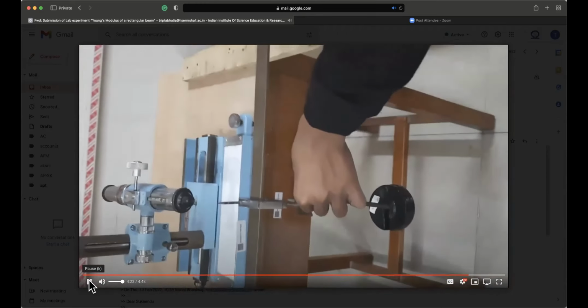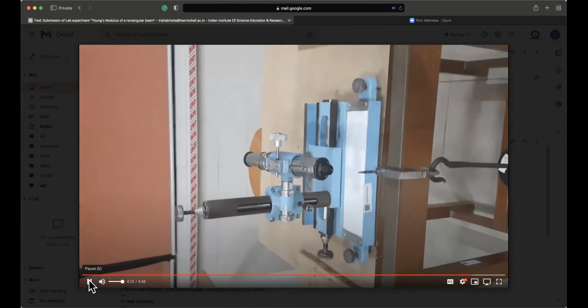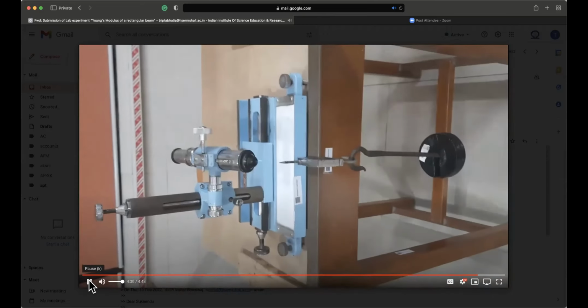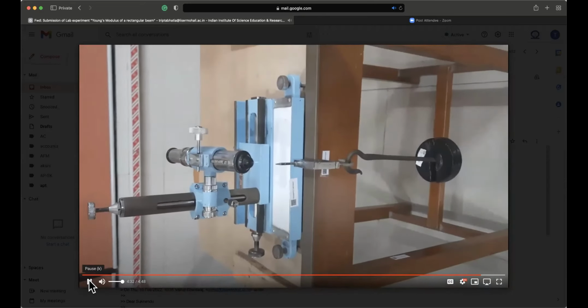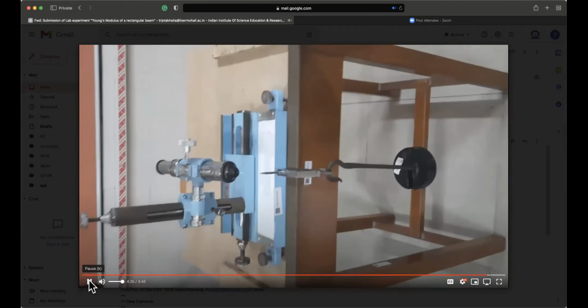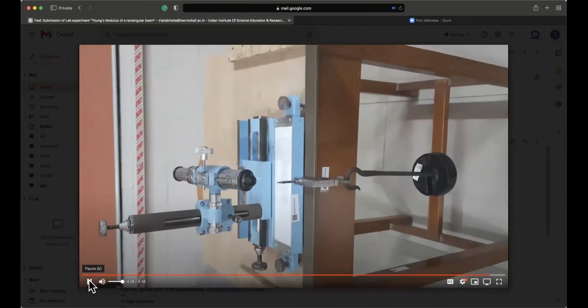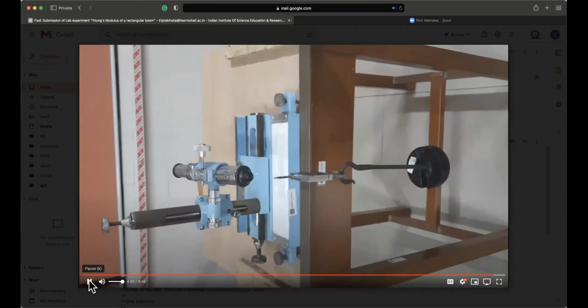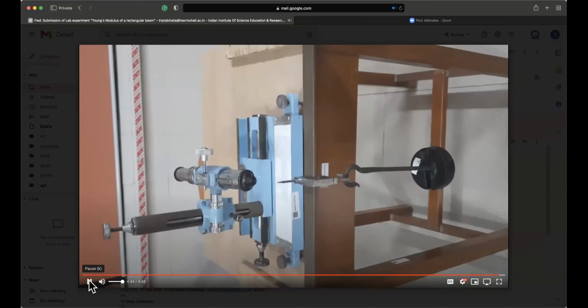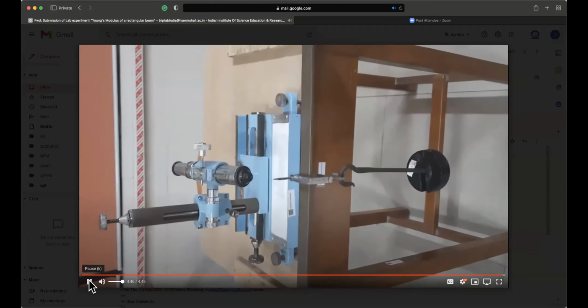Again, we will check the vertical scale reading over the microscope, and in this way we would get a reading of the depression versus the weight. We will make a plot of this depression against the weight, and from there we have a formula in the manual, and we will calculate the Young's modulus. That's it. Thank you.